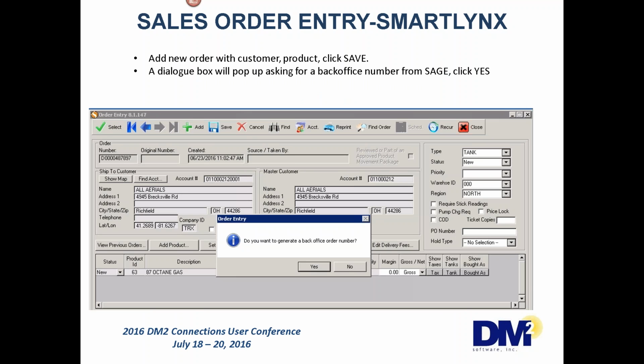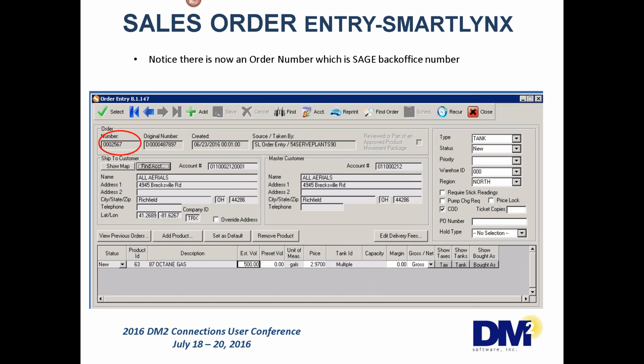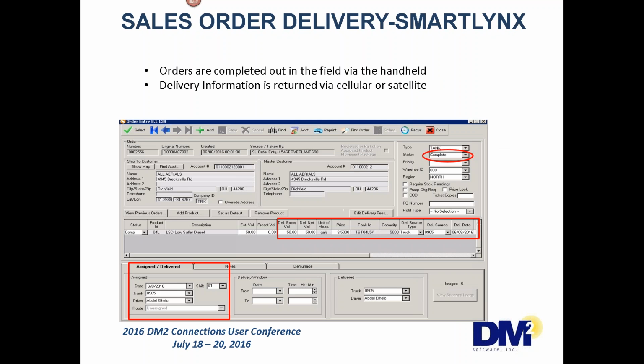You can also send the order to DM2. Here, we created the order from DM2. Most importantly, no matter what system you put the order into, a record of the order will be retained in both systems, if the order is created in Sage or in SmartTruck, where the back office number is requested. We completed this order in SmartTruck. This is all the information that gets entered into the delivery process and then transferred back.